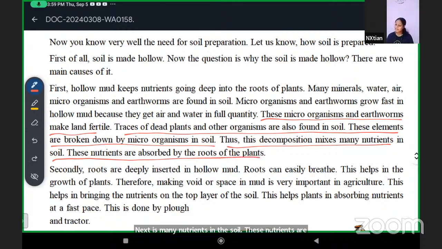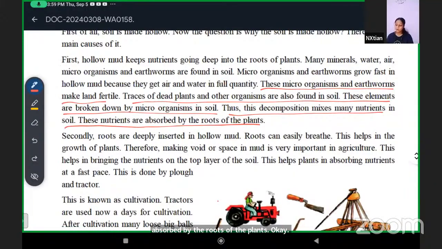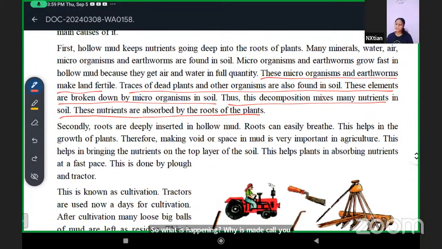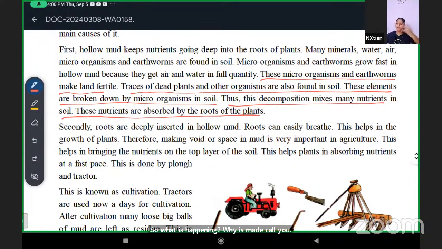So what is happening? Why is soil made hollow? There are microorganisms and earthworms in that soil. When it is made hollow, air can get in the soil more easily, and water can also get to them more easily. Now, when air and water get to them, they help the microorganisms and earthworms to grow faster. That is helpful for their growth.